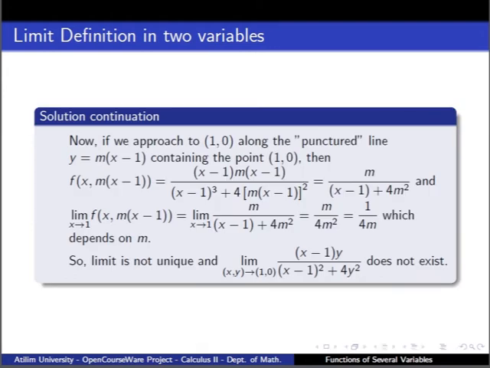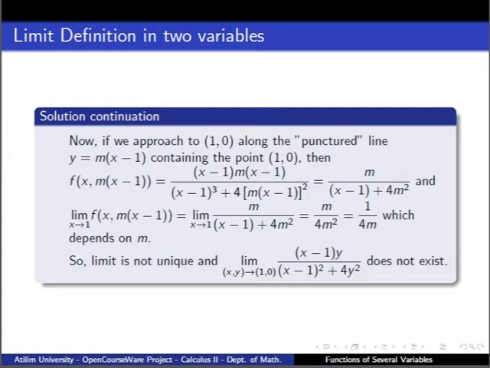Now, if we go through the punctured lines including the point (1, 0), where those lines are represented by the equation y equals m times (x minus 1), and if you put m times (x minus 1) in the function for each y, we obtain m over (x minus 1) plus 4m squared. And if you take the limit of this function as x goes to 1, we get the result as 1 over 4m.